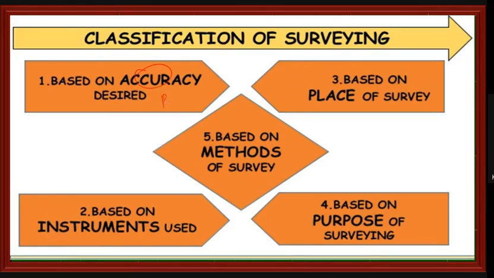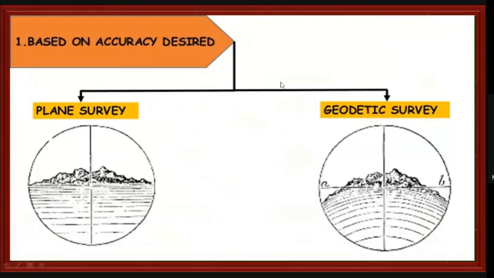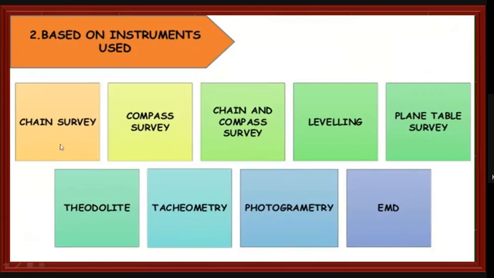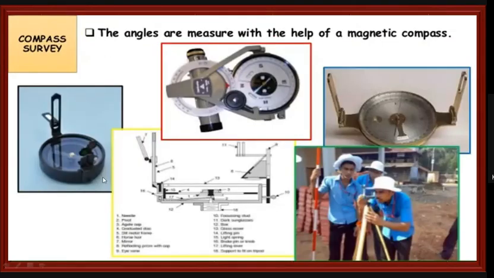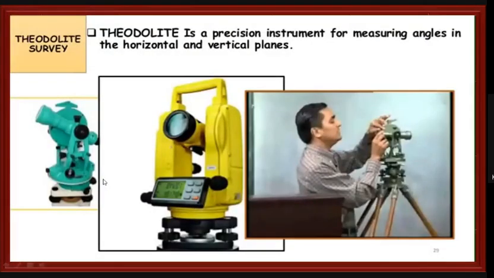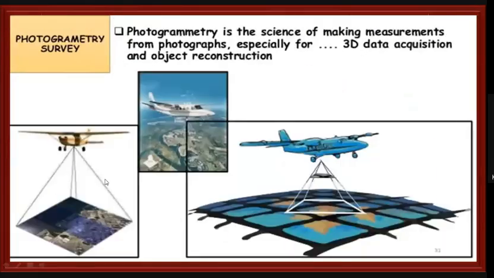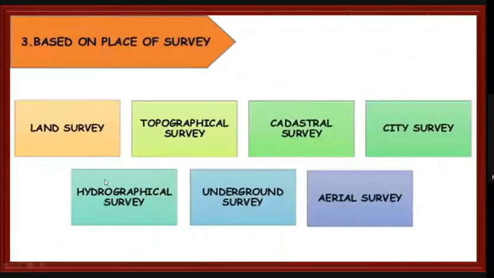I also said the classification is based on the accuracy: plane surveying and geodetic surveying. Other classifications are based on the method, which instrument you are using, and the purpose of surveying. Based on the instrument, I already explained chain surveying, compass surveying. We use different types of instruments: compass, levels, plane table, theodolite, tachymetry, photogrammetry, EDM.